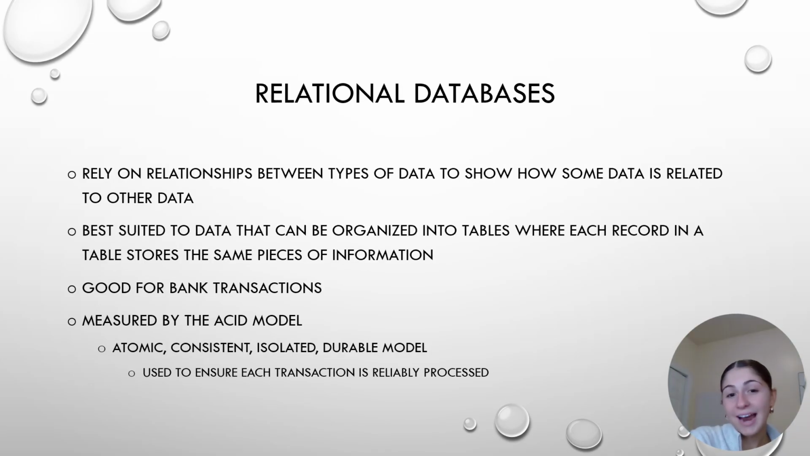Starting off with relational databases. These rely on relationships between types of data to show how some data is related to the other data. It's best suited when the data can be organized into tables where each record in a table stores the same piece of information. This is really good for bank transactions, and it's measured by the ACID model.